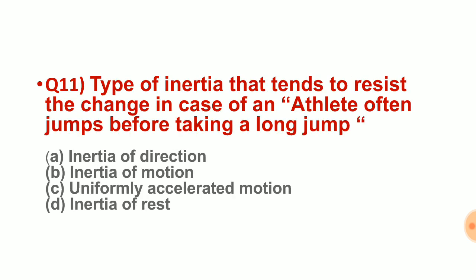Now let us move to question number 11. Which type of inertia tends to resist the change in the case of athletes who often jump before taking a long jump? Here the athlete is jumping just before taking a long jump. So what type of inertia resists the body changing its state? In this case, it is inertia of motion. Inertia of motion is the correct answer for question number 11. For any confusion, you can just comment to me.